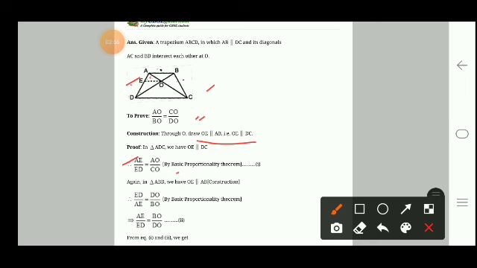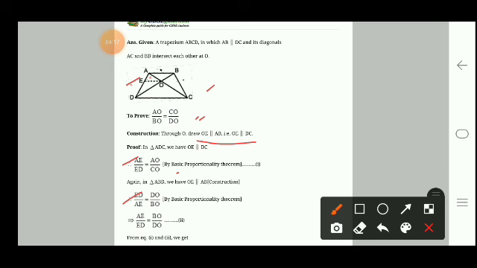Then in triangle ABD, if we consider the triangle ABD, we have ED over AE is equal to DO over BO. We can write here ED over AE is equal to OD over BO. So now from equations 1 and 2 we have AO over OC is equal to BO over OD.